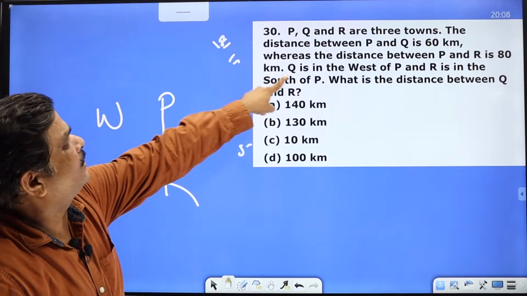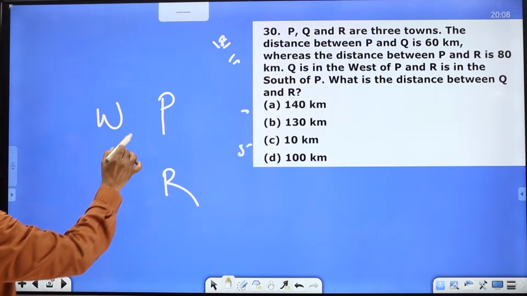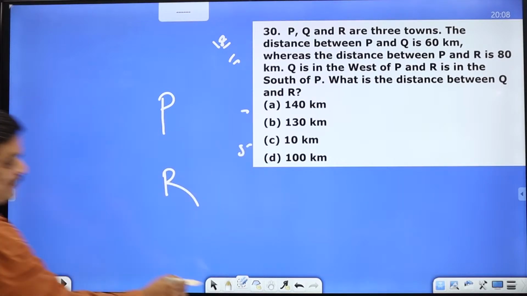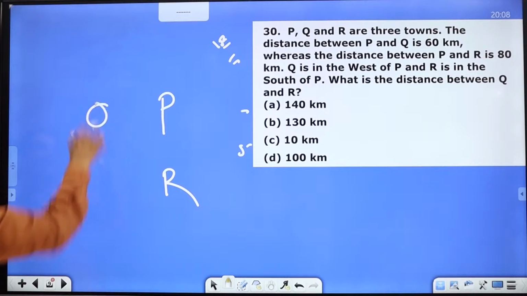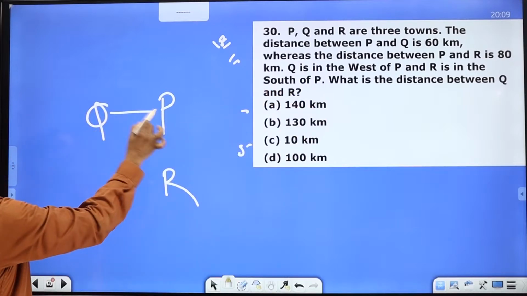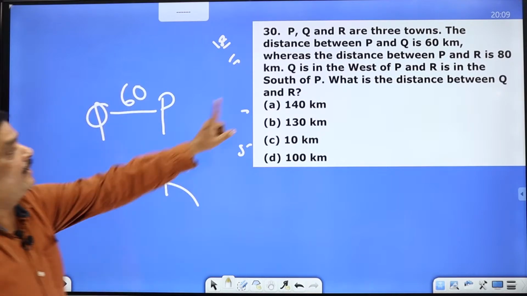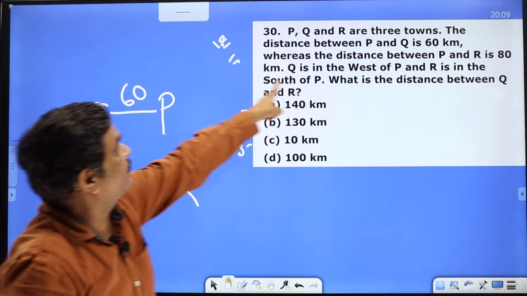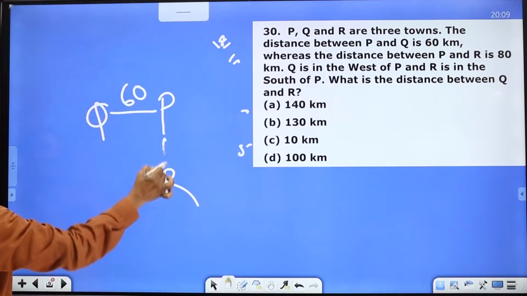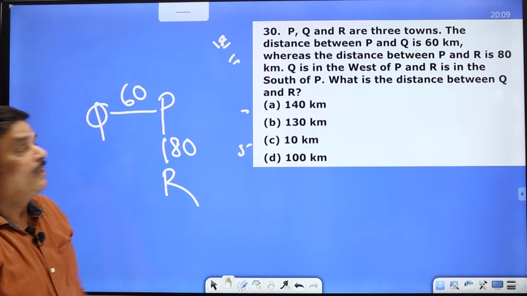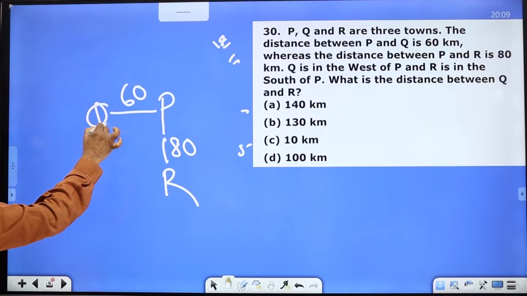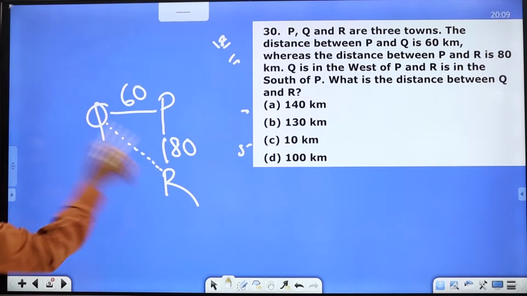The distance between P and Q is 60 kilometers. So this is Q. Q is west, means I have written W. Okay, right. Now you take this one as Q. Q is to the west of P. Now the distance between P and Q is 60. Simple one. Then the distance between P and R is 80. That's over. Now they are asking here, what is the distance between Q and R? How many times do they give this type of questions in CSAT?